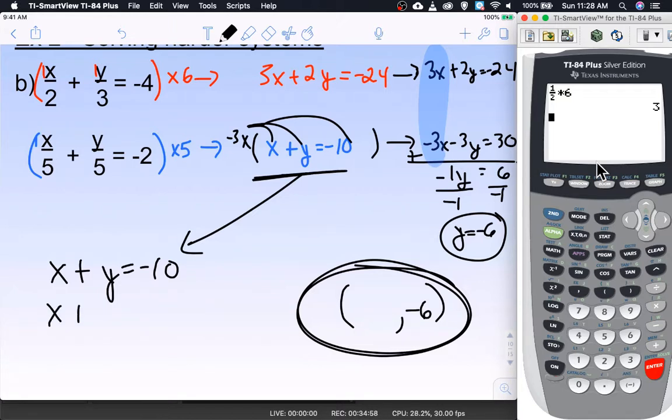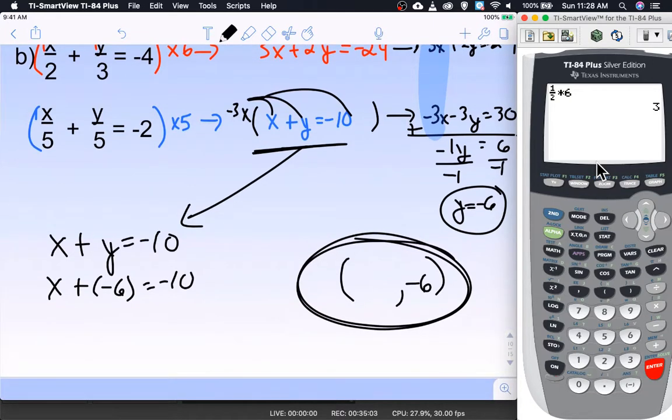So x plus -6 equals -10. To solve that equation, I'm going to add 6 to cancel out the -6. And x equals -4. And there's my solution.